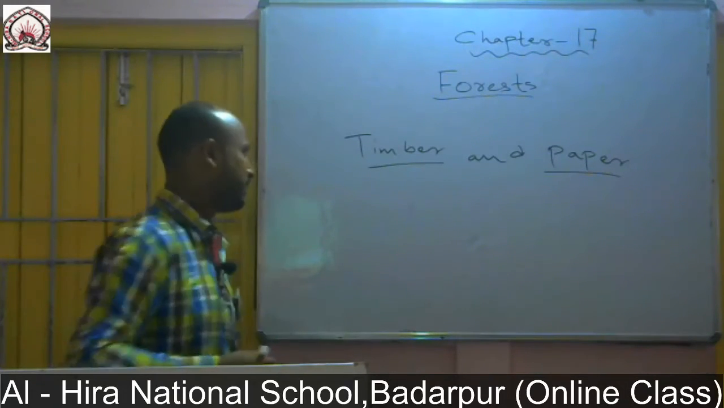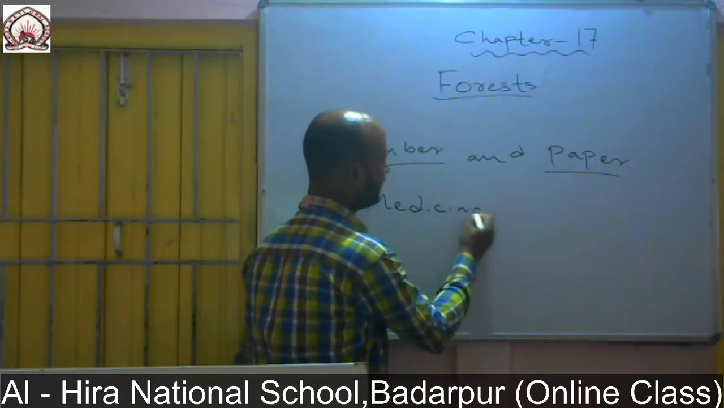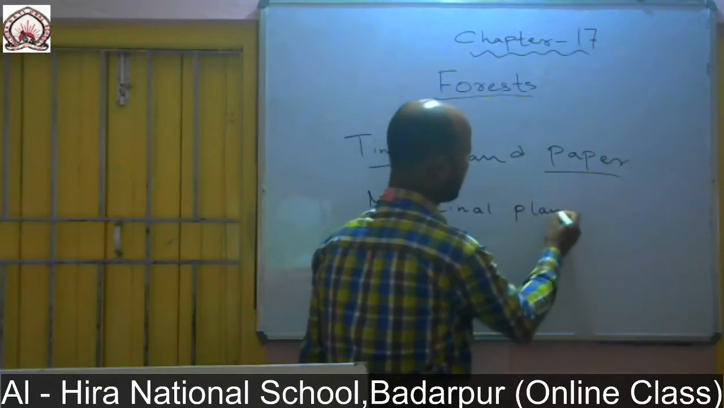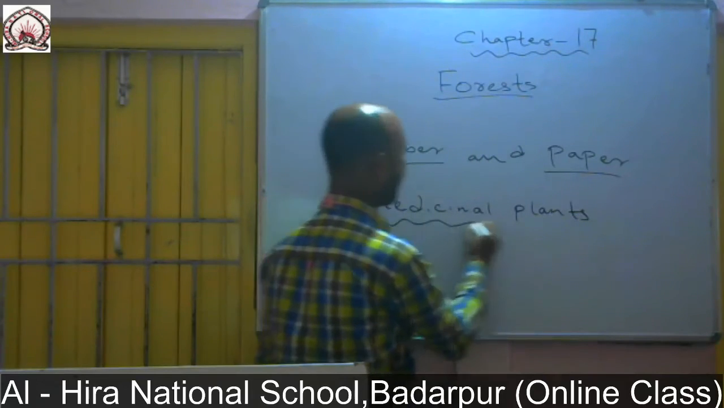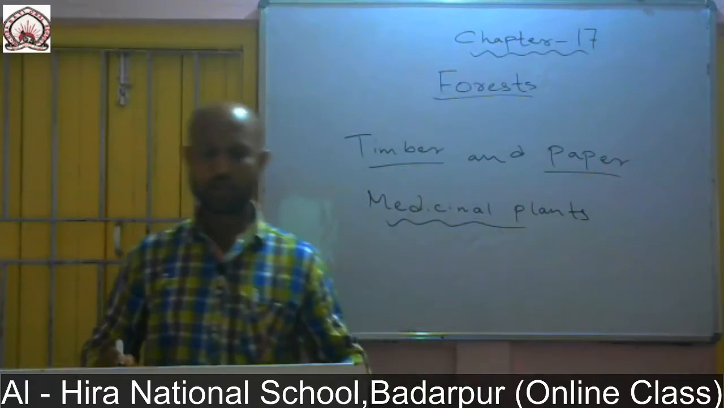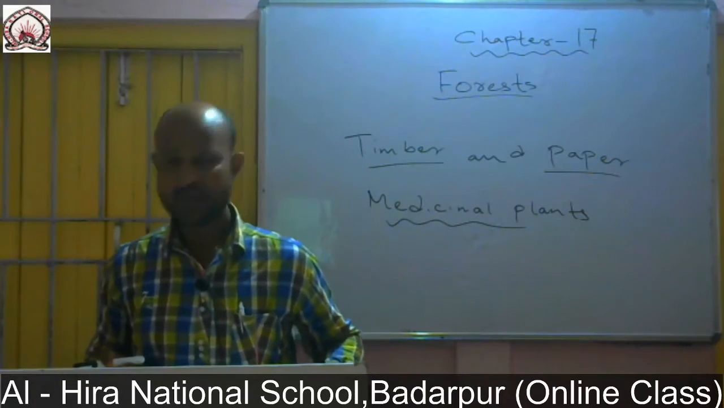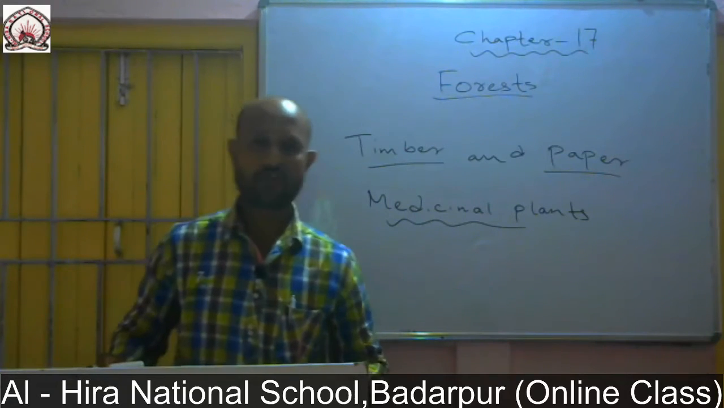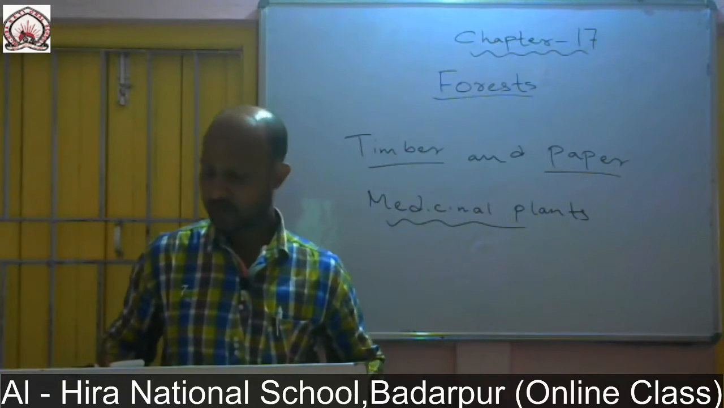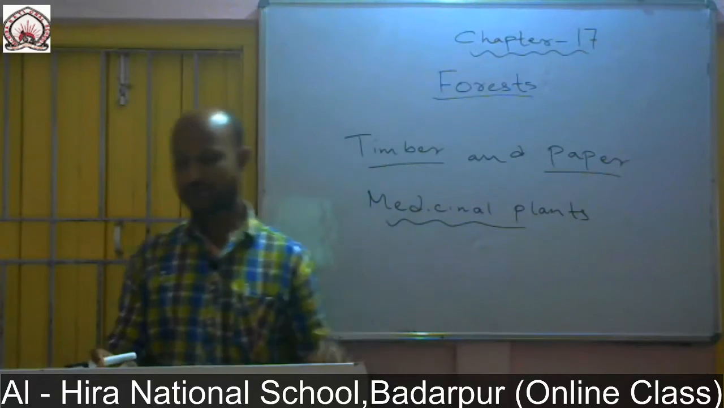Talking about the medicinal plants that we get from the forest, there are many different types of trees which are used for medicinal purposes. Quinine, you all know, is a medicine which is used for curing malaria. It is made from the bark of cinchona trees. Morphine is another medicine which is used to relieve pain. It comes from the poppy plant.